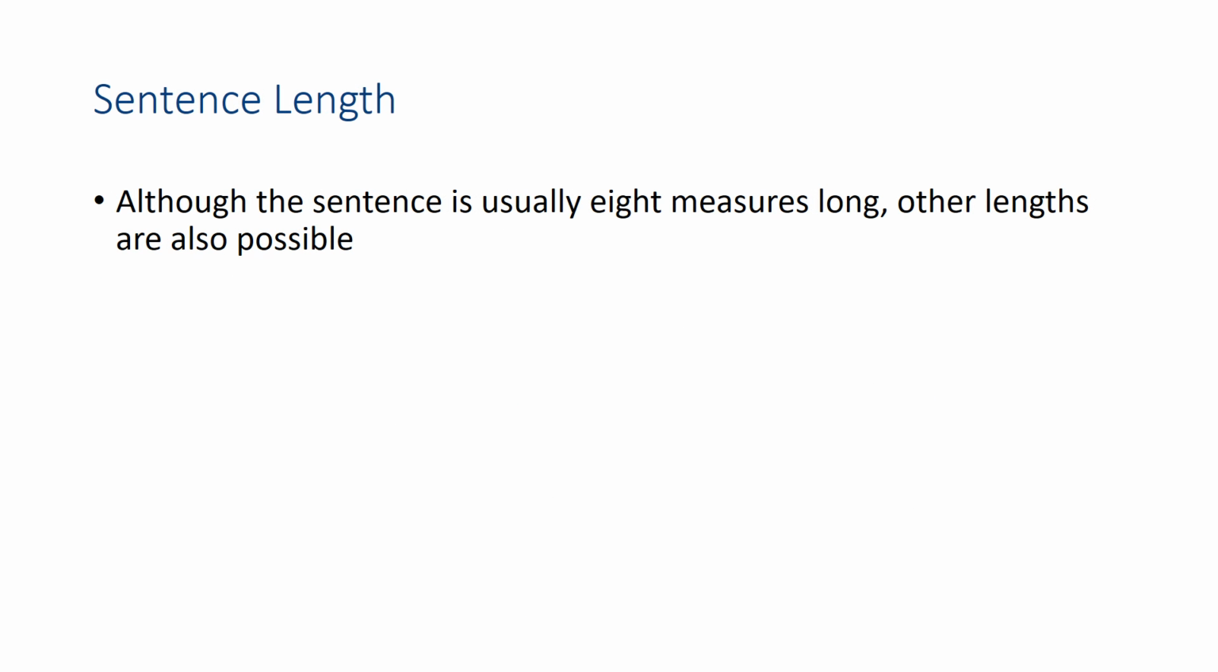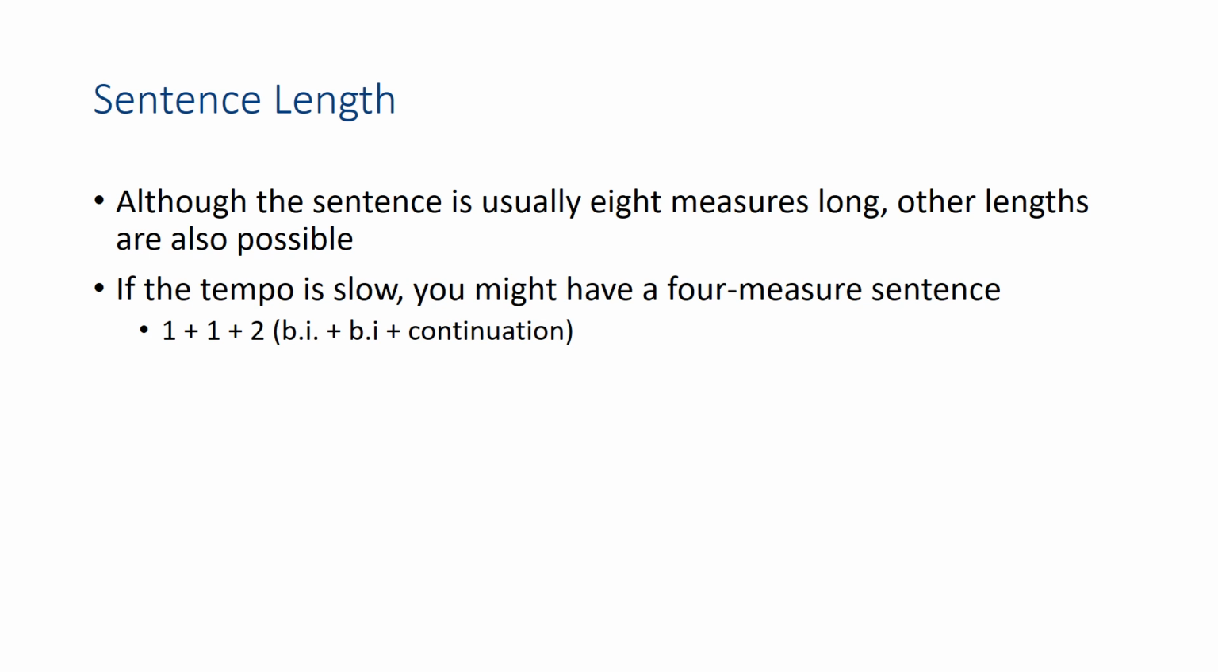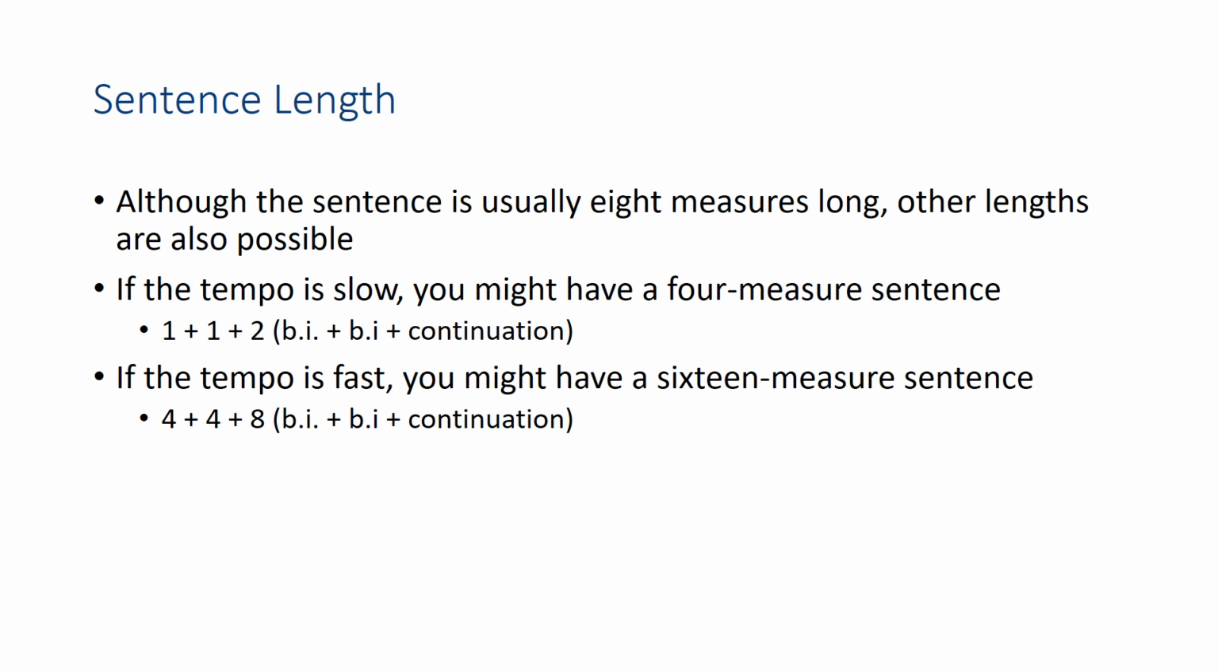Just one more thing to say about sentences. Usually the sentence will be 8 measures long, but it's possible to be other lengths. If you had a very slow tempo, it could be, instead of 2 plus 2 plus 4, it could be 1 plus 1 plus 2, making it a 4-measure sentence. And on the other hand, if it was a very fast tempo, then you could have a 16-measure sentence, 4 plus 4 plus 8. BI stands for basic idea.